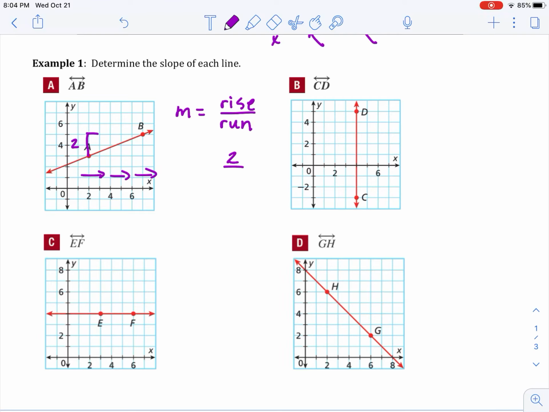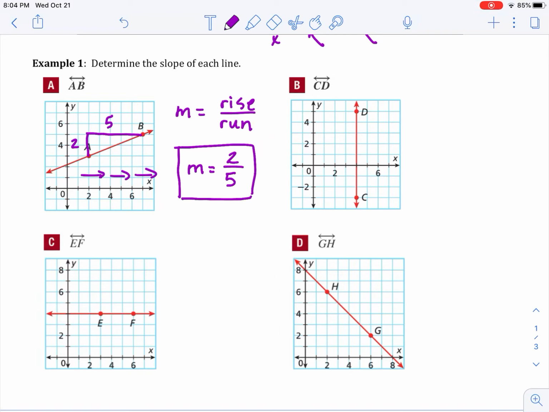And you went over 1, 2, 3, 4, 5 squares. So there's 5 squares in the run direction. And so our slope then is 2 over 5. Again, really important that you remember to do your rise first and your run in the denominator, because we want our y values over our x values.